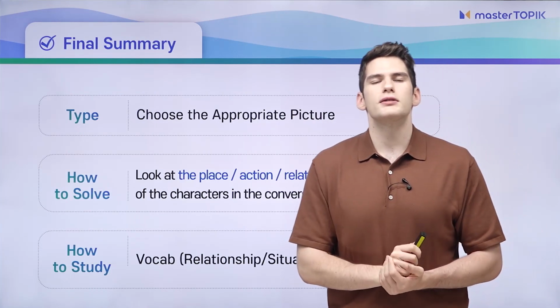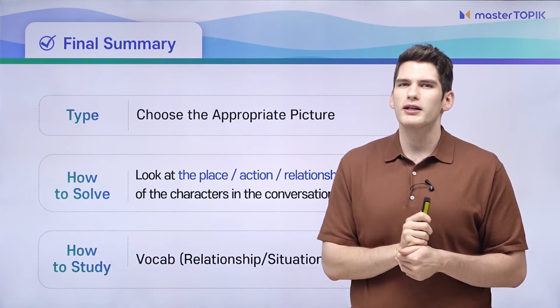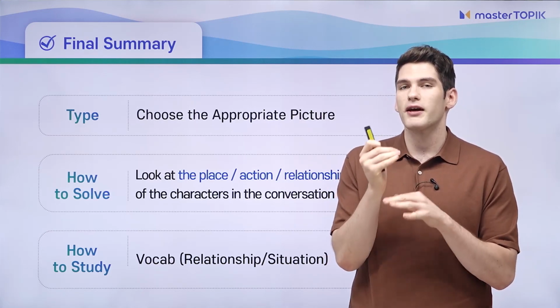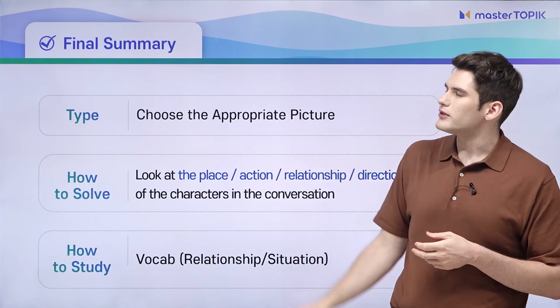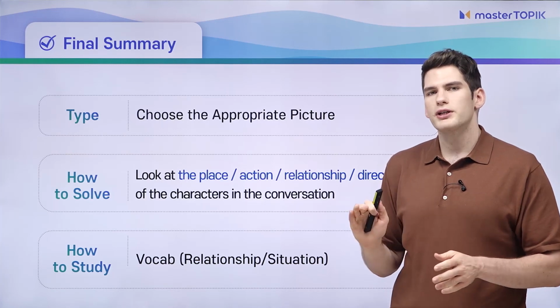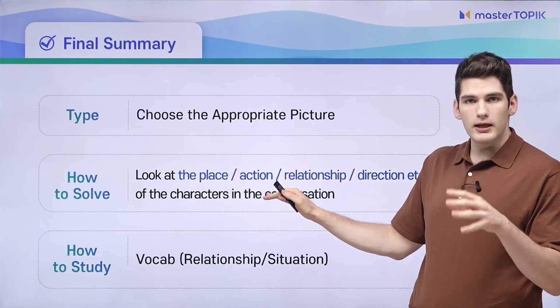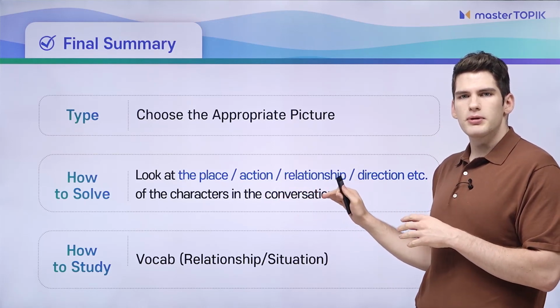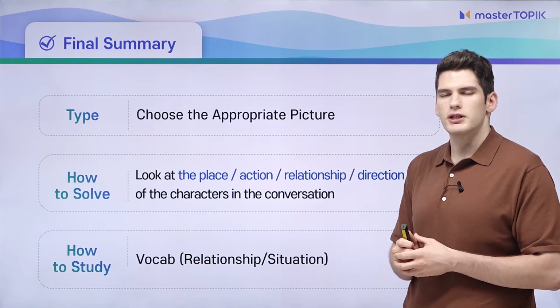All right, so today we only went over one type of question, so we had a little bit of time to look at specific vocabulary, right? So let's go over the final summary. We're choosing the appropriate picture, right? How are we going to solve? We're going to look at the place, the action of the people in the picture, their relationship, the direction they're facing, all of that. So everybody in the conversation, right?